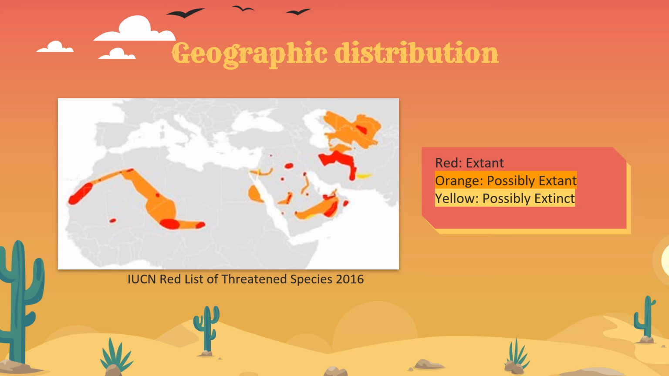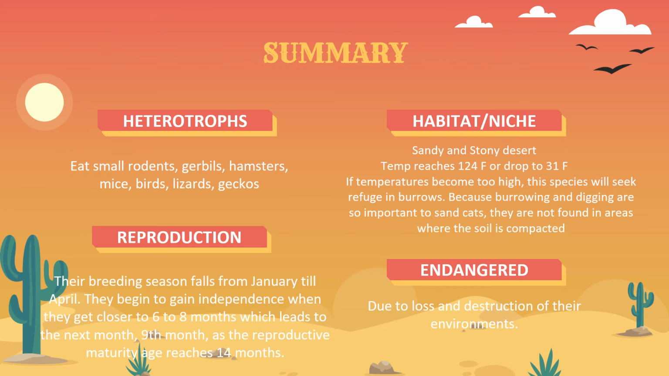Okay, so on to the next slide. The trophic classification of the Felis Margarita falls under heterotrophs, meaning that they consume other organisms to get their energy. They like to eat small rodents such as gerbils, hamsters, mice, birds, lizards, and geckos. The Felis Margarita is actually most common in Africa. Their habitat is very dry and has little vegetation. They are used to these conditions, which includes their cons.